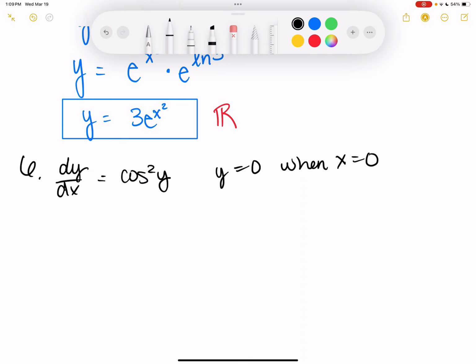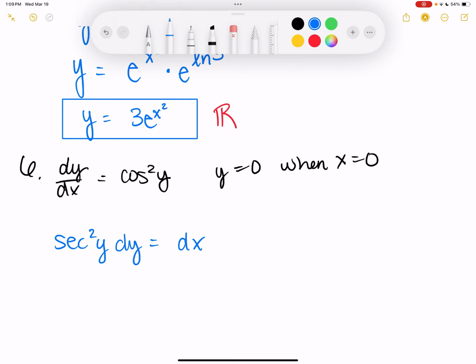So is that like secant squared of y dy equals dx? Say it one more time. Secant squared of y dy equals dx. Yes.